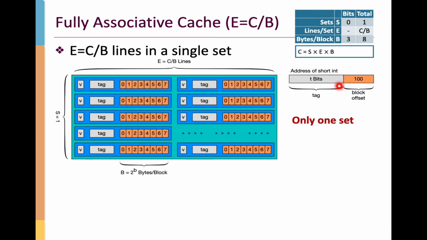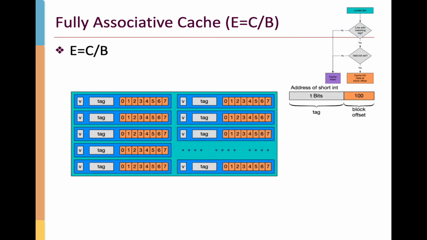So the address interpretation then gets a little bit simpler. We don't have any set index bits. We still have our block offset, but all the rest of the bits are going to end up being tag bits. So we're going to simultaneously search all of the tags for matching bits from the address, and if we find a matching tag where there's also a valid bit that's set to true, that tells us we have a cache hit. So you can see that this is kind of the opposite extreme from the direct mapped cache, where we have only one line per set. Here we have all of the lines in the same set.